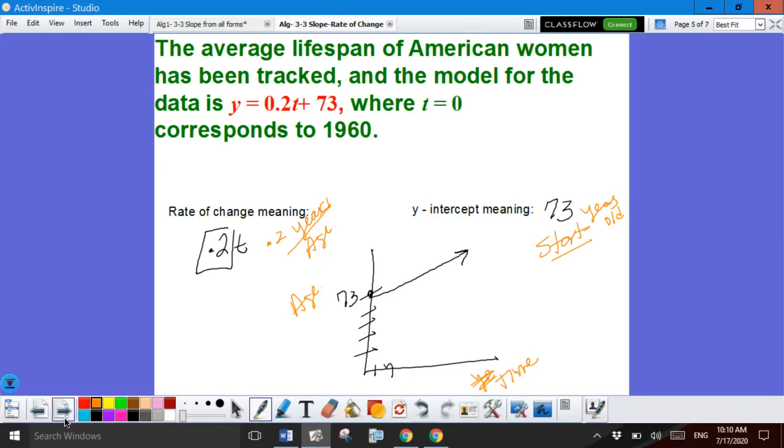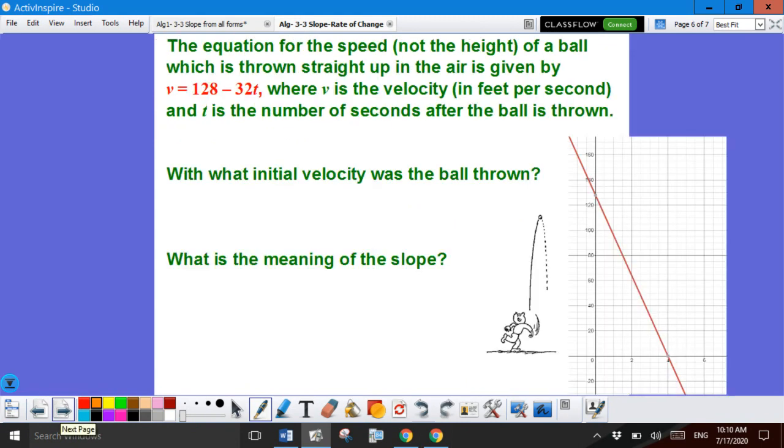Okay, all right, let's look at another one. The equation for the speed, not the height, of a ball which is thrown straight up in the air is given by v equals 128 minus 32t, where v is the velocity in feet per second, and t is the number of seconds after the ball is thrown. Okay, so this is the graph of the velocity, not the ball. The ball is going straight up and straight down.